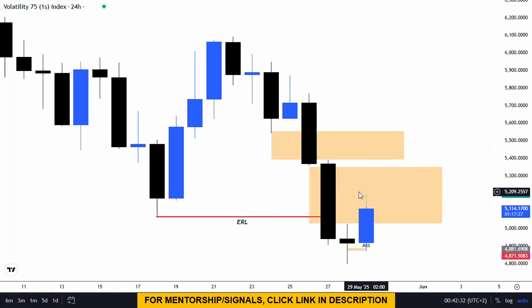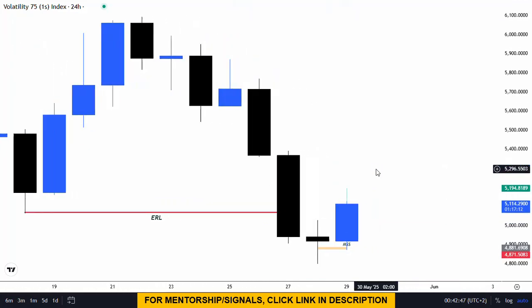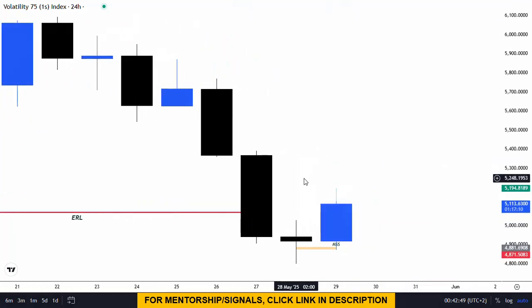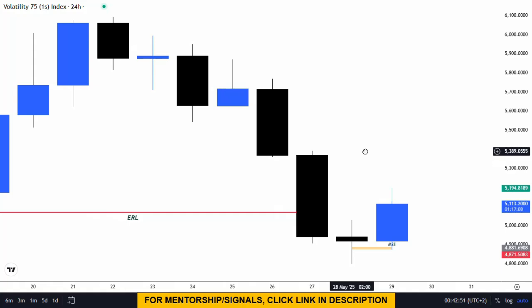Now it actually matters where price is going to end up from. Okay, first things first, let me remove this. We already have a bullish bias here.